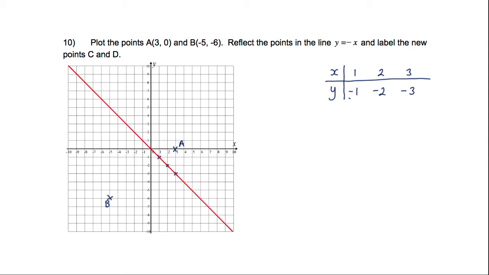Now what we need to do next is to plot the reflection of these points in this line. And the easiest way to do that is just to count squares. So if I go here, 1 and a half and 1, so this here will be the point C. And then for the point B, we've got 5.5 squares away. So a half a square, 1, 2, 3, 4, 5. And that will be the point D.